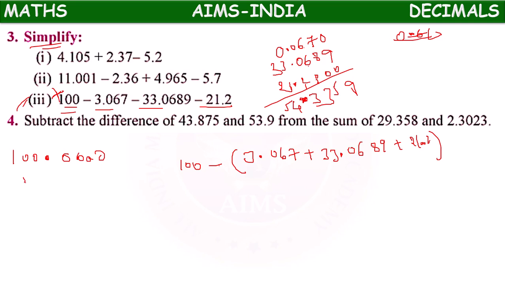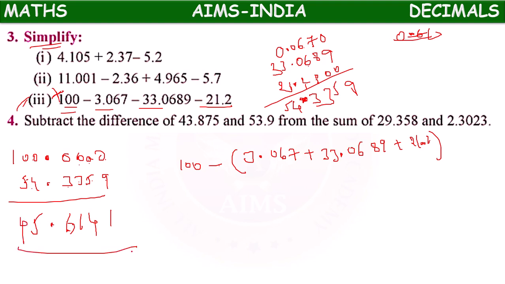What is this value? 54.3359. From 10, 9 goes means 1. Here 9 will be there. 9 minus 5, 4. Here 9 will be there. 9 minus 3, 6. Here 9 will be there. 9 minus 3, 6. Point. Here 9 will be there. 9 minus 4, 5. Here 9 will be there. 9 minus 4, 5, 4. So 45.6641. Like that we can simplify.